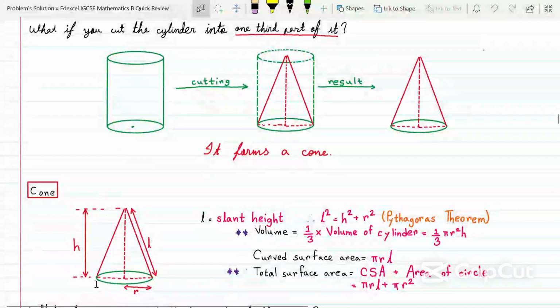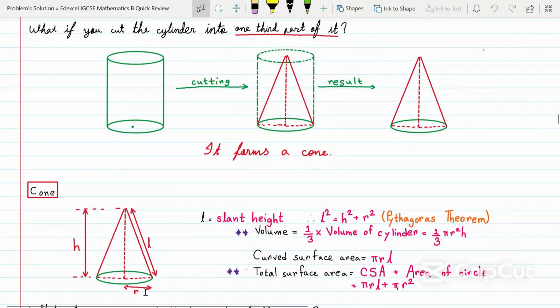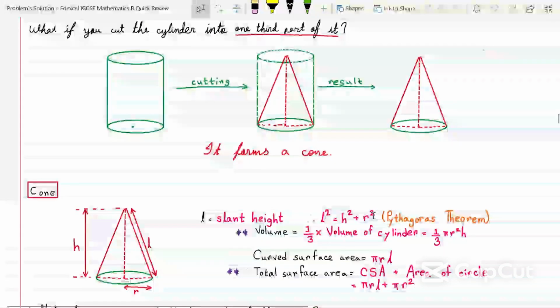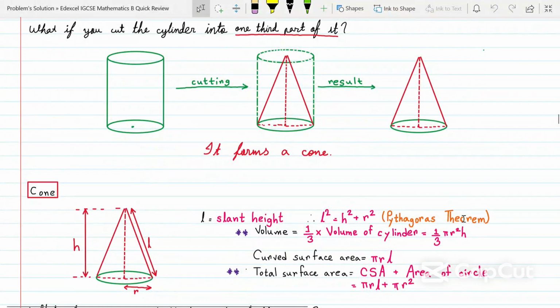Here, this is the cone. This is the radius of the circle. This is the perpendicular height of the cone, and this L represents the slant height. That's right, guys, this is the slant height. How will you determine the slant height? Here is the formula: L square equals h square plus r square. This theorem is mainly known as the Pythagoras theorem. I hope you guys are aware of this theorem, and if you haven't learned it, you will get to know it in one of the upcoming videos I upload.